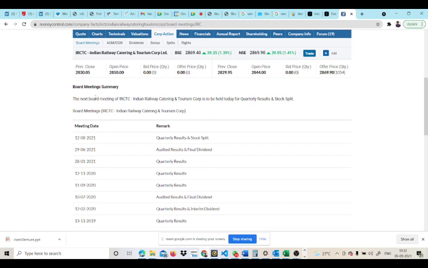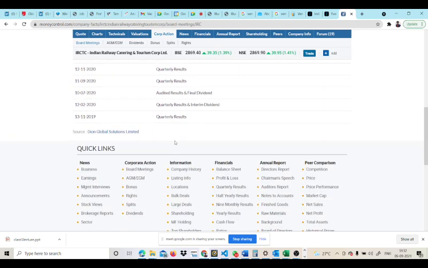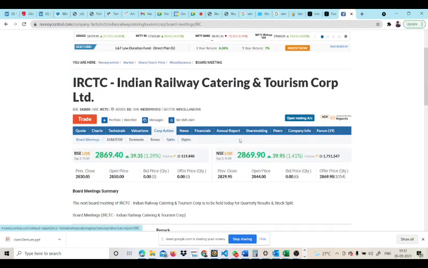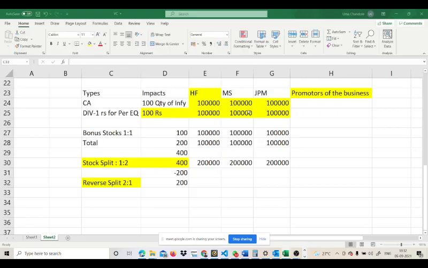See, they have mentioned that the next board meeting of IRCTC is to be held today for a quarterly result and stock split. The board announces the stock split. So in this meeting they have announced the stock split. But how can we find the information? So see this. Very soon you can see that information, like their corporate action.